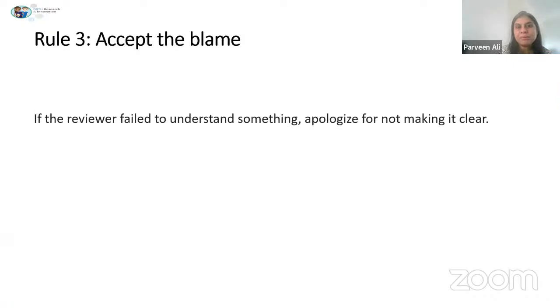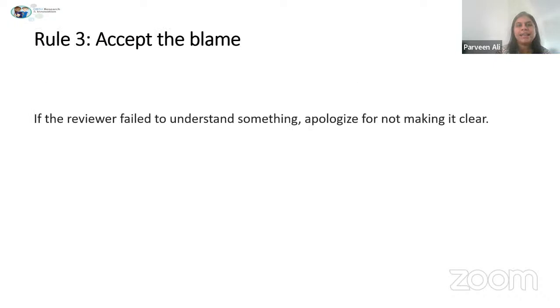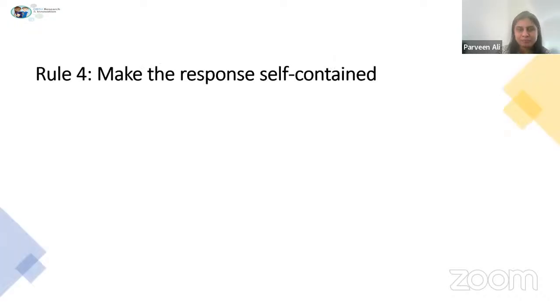Rule number 3, accept the blame. Now, I do have a little bit of a problem with this, but having said that, if the reviewer fails to understand something, apologize for not making it clear. People may have different perceptions about accepting the blame, but where I come from is the point which I've made earlier: if you have submitted something and you're not standing there to explain what it is, and the reader is not understanding what you have written, that means it's not clear. So if they fail to understand something, apologize for not making it clear and try and clarify what that means.